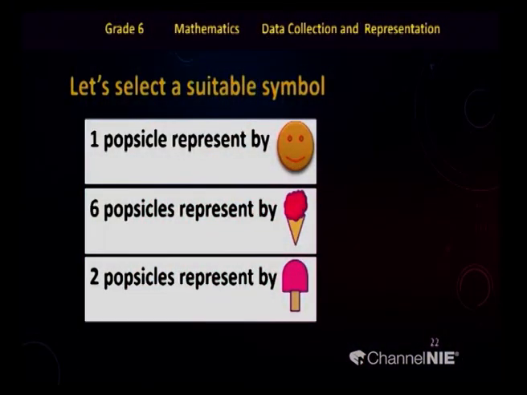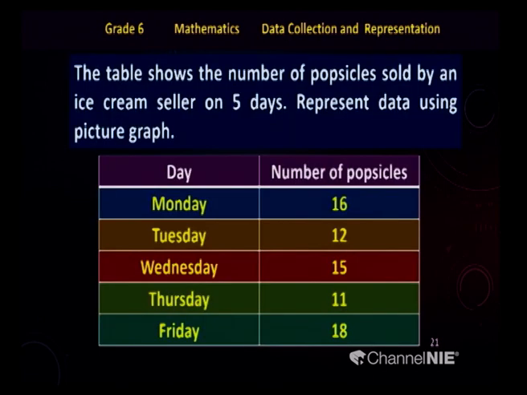Using this correct symbol, we can draw a very nice picture graph. Actually, a very important picture graph we can draw by using this correct, suitable symbol. First, if we use 1 popsicle represented by this symbol, you can see in this table all are more than 10. If we represent Friday, there are 18 symbols we have to draw. So, it is impossible.